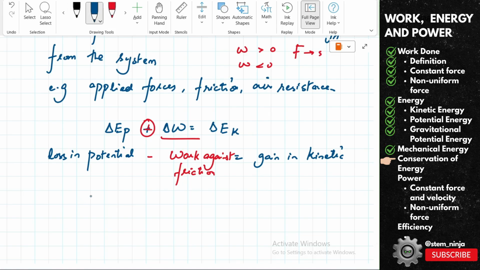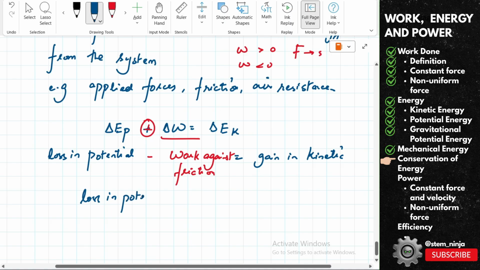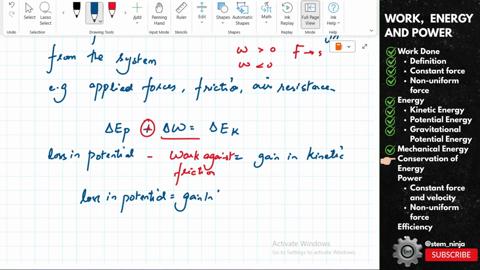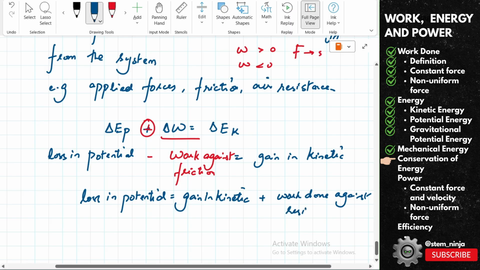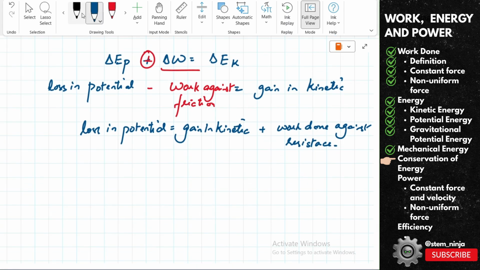You could rearrange it into this also. So for example, loss in potential. This is the most common example that comes up, where there is a loss in potential, gain in kinetic energy, but due to the work done against friction, not all of the loss in potential is converted into kinetic energy. Okay, this could be flipped also. This could be the gain in potential also, loss in kinetic plus work done against the system.